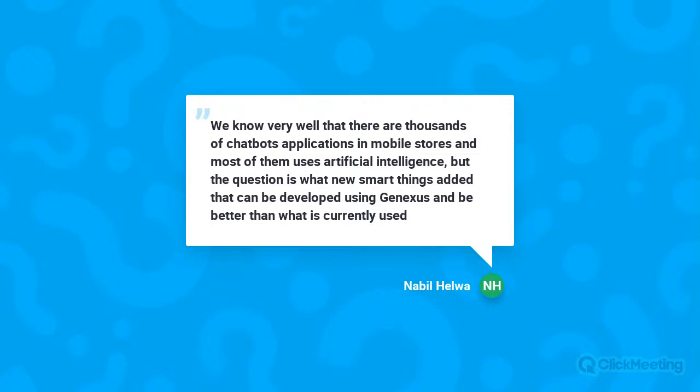We know very well that there are thousands of chatbot applications in mobile stores, and most of them use artificial intelligence. But the question is, what new smart things can be developed using Genexus that are better than what is currently used? Do you want to comment on that?